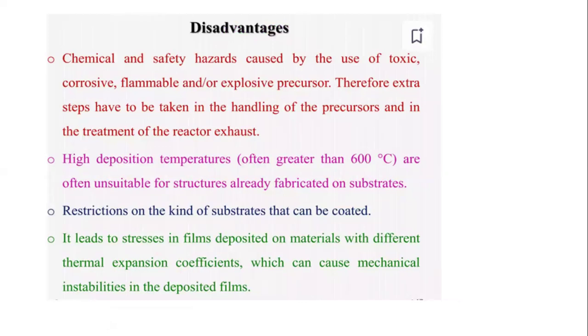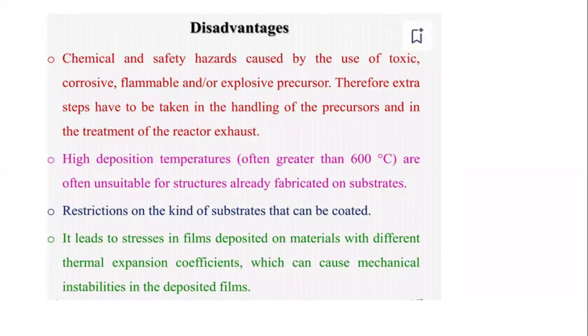Disadvantages: chemical and safety hazards caused by the use of toxic, corrosive, flammable, and explosive precursors. Therefore, extra steps have to be taken in the handling of the precursor and the treatment of the reactor exhaust. High deposition temperatures are often unsuitable for structures already fabricated on the substrate. There are restrictions on the kind of substrate that can be coated. It leads to stress in films deposited on materials with different thermal expansion coefficients, which can cause mechanical instabilities in the deposited films.